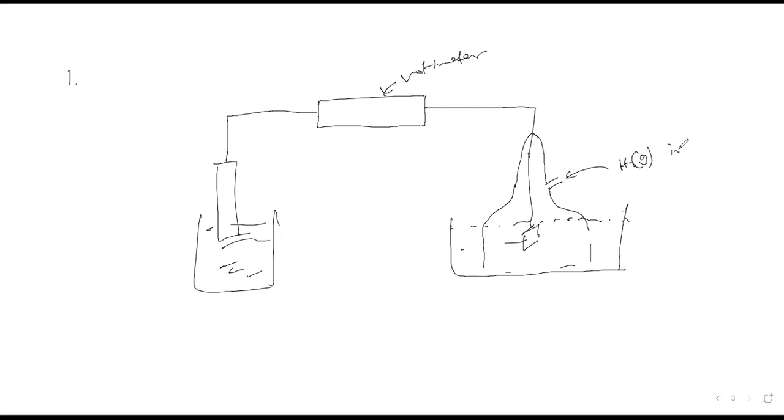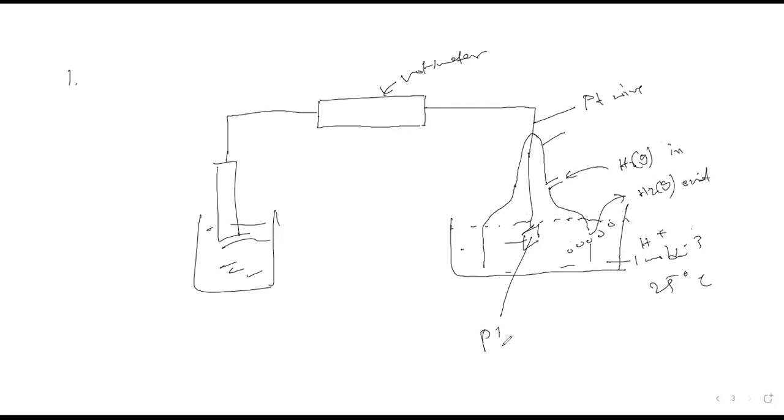So H2 gas in, this is H2 gas out. The solution is 1 mole per dm cube of H plus, and 25 degrees centigrade is the temperature. And this is the beaker, this is platinum wire, this is the electrode, platinum electrode.